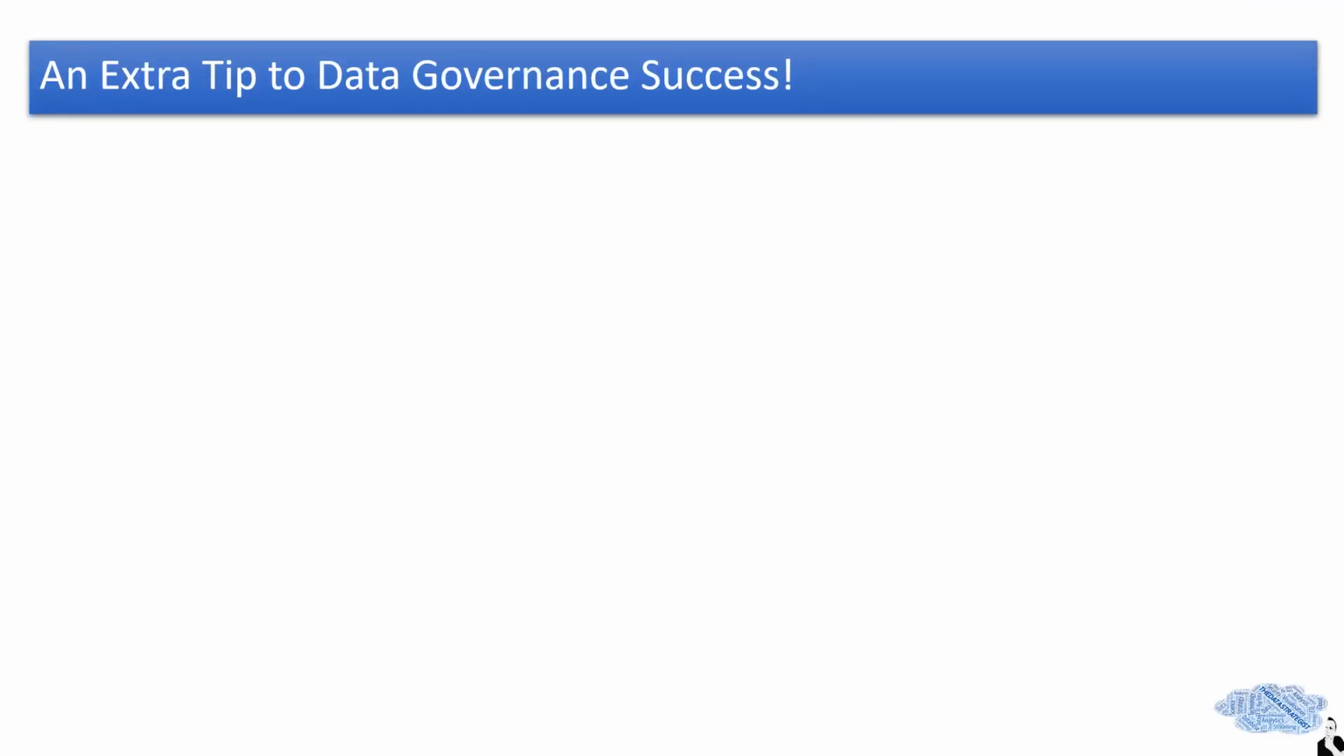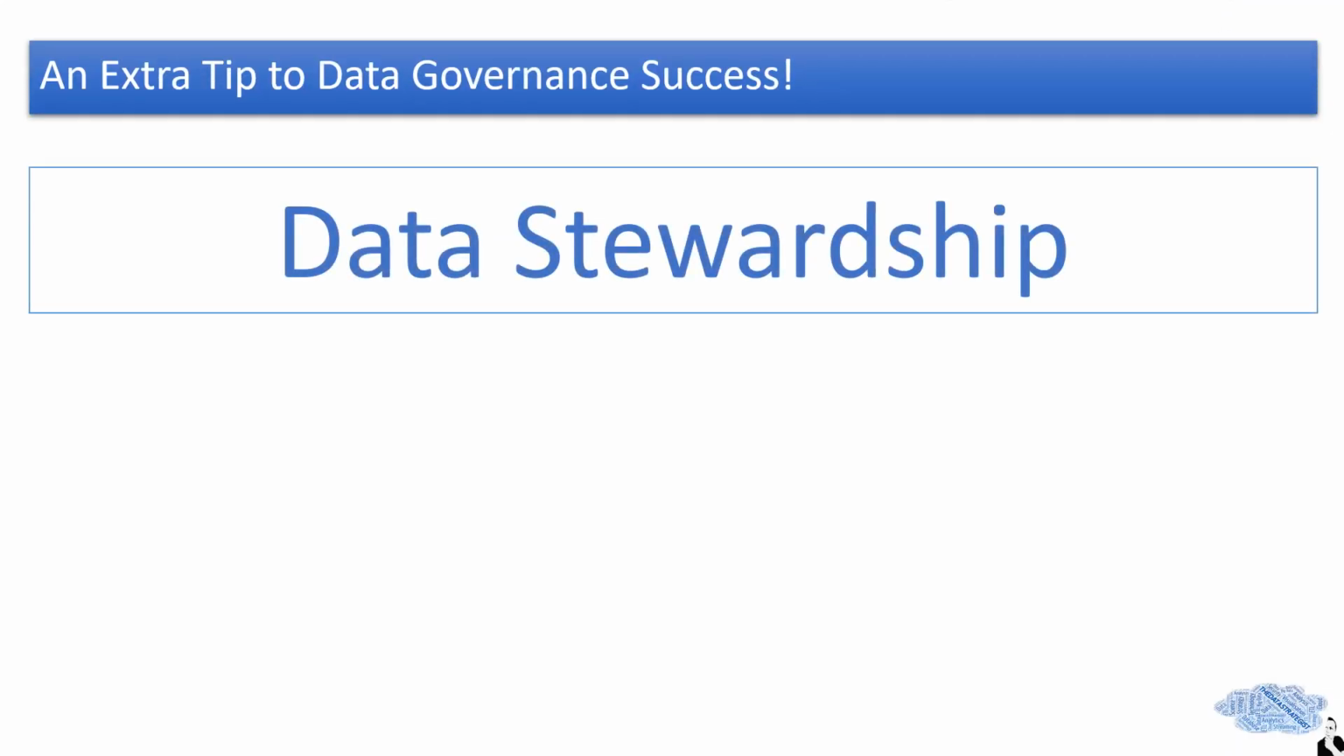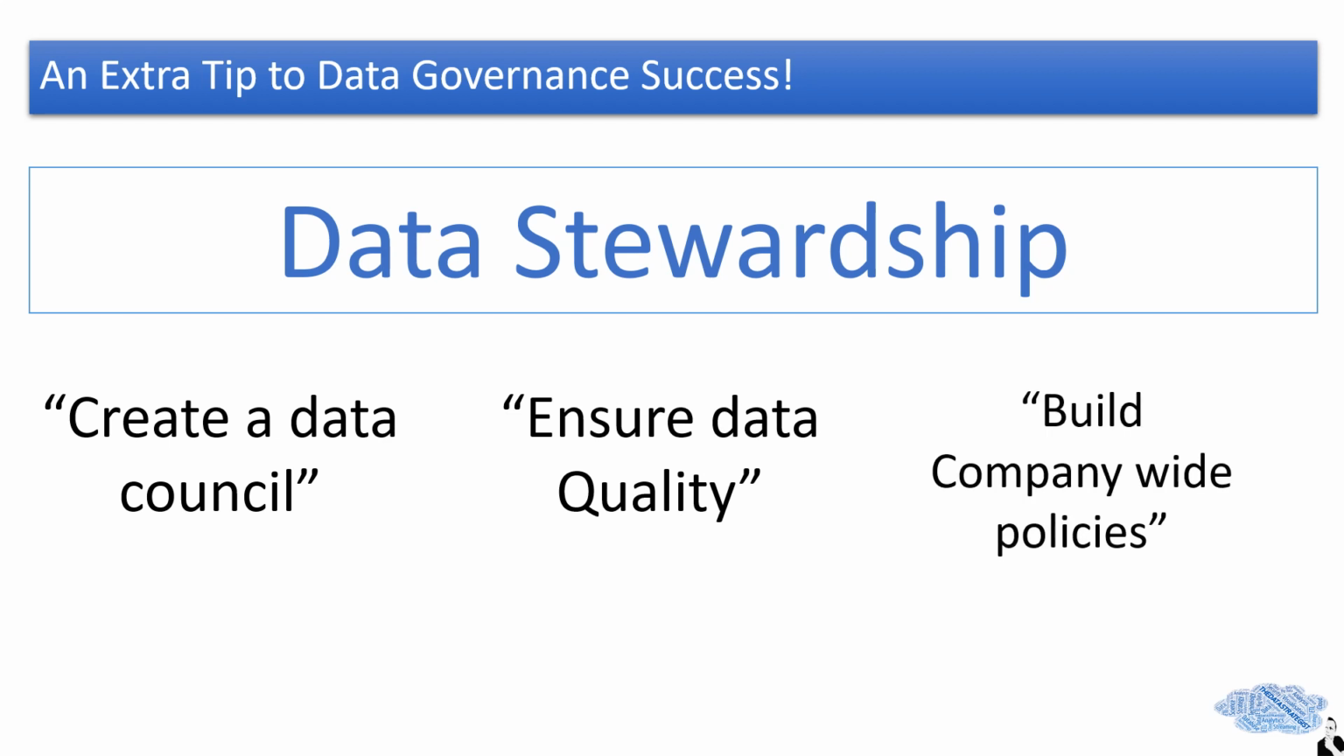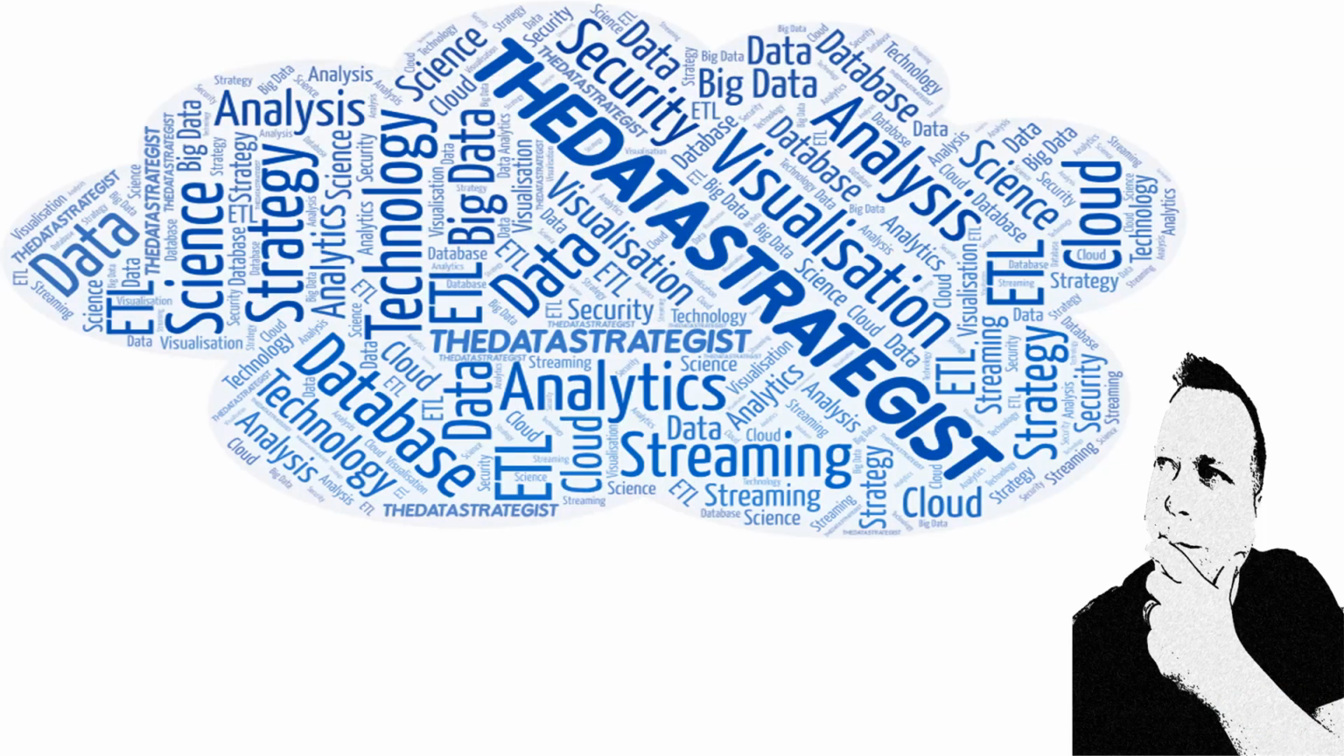An extra tip for data governance success is data stewardship. You need to create a data council with members from each area of the business to take responsibility of the data in their given area. Doing this helps ensure the data quality. And finally, it allows you to build a company-wide policy, and it helps with all your best practices.